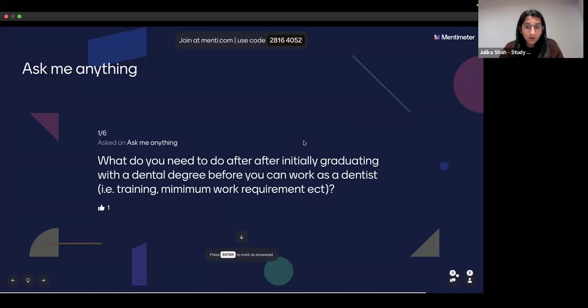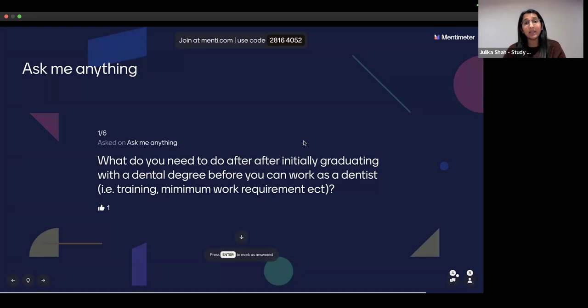What do you need to do after initially graduating with a dental degree before you can work as a dentist? So, as soon as you graduate with a dental degree, you are a dentist and you're working as a dentist. So, once you've got your BDS degree or whatever degree you get, you are a qualified dentist. And as soon as you finish, you will be registered on the GDC, which is the General Dental Council register, which means you have the license to practice as a dentist.